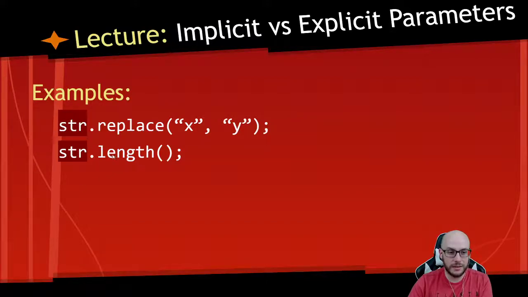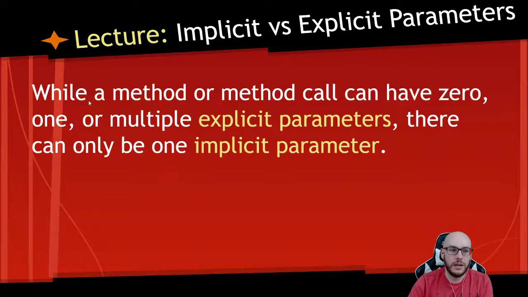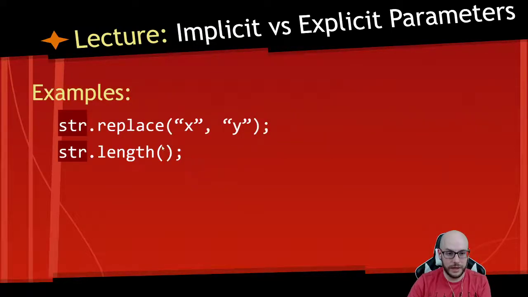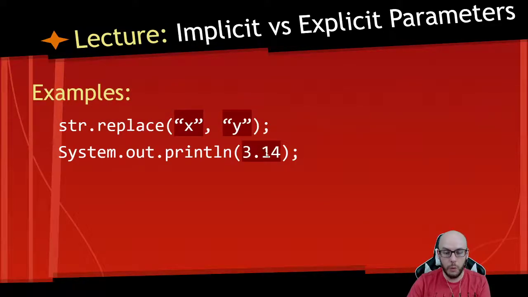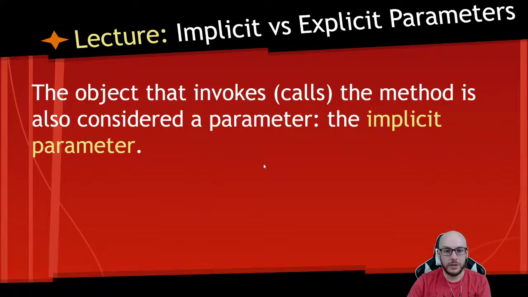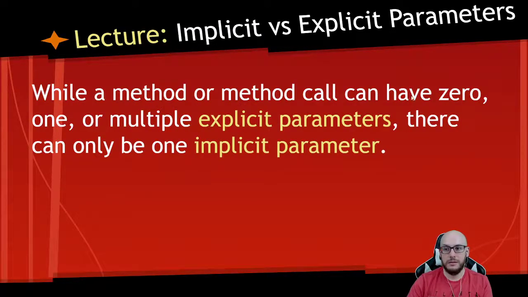right? Length, right? It tells me how many characters are in the string. Well, this is effectively a form of input. This is a parameter. Length of what? Length of str. While a method or method call can have 0, 1, or multiple explicit parameters, right? Here we have 0 explicit. Here we have multiple explicit. Here we have 1 explicit. So a method can have 0, 1, or multiple explicit parameters. There can only be 1 implicit parameter.